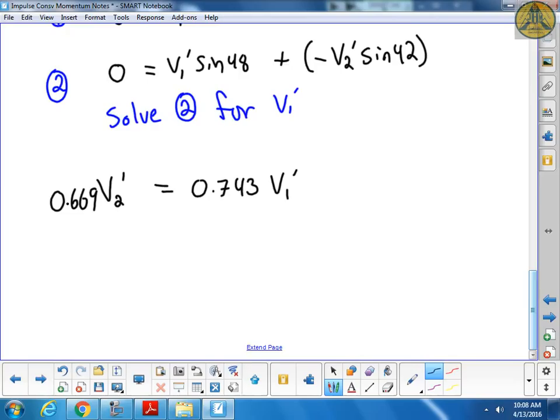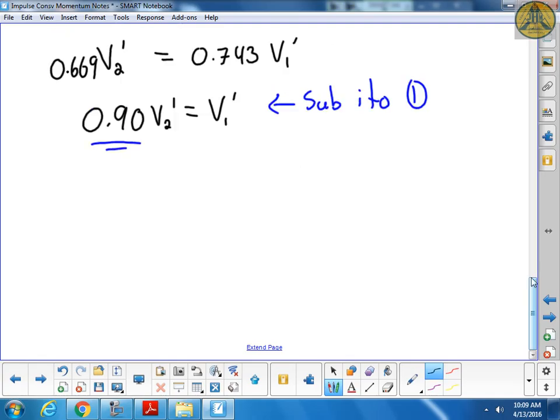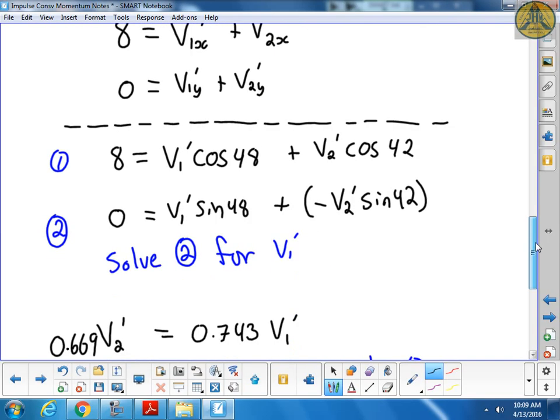8 equals, it was sine, I'll write it out, cosine. Cosine 48, so I'm going to just work out cosine 48. 0.669, wow, complementary to the other one, right. 0.669. That's the cosine of 48. Remember, it was multiplied by V1 prime, but V1 prime is 0.90 V2 prime. Right, there's my substitution step. And plus cosine 42, which is going to be 0.743 V2 prime.